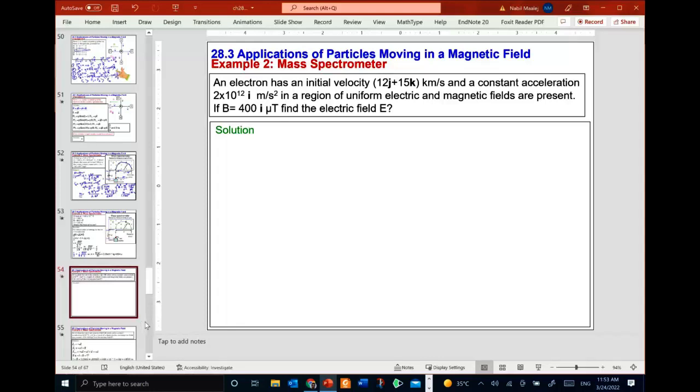All right, here is another problem. So this is a different one. An electron has an initial velocity of 12 j plus 15 k kilometers per second. So remember, this is 10 to the power 3 meters per second. And it has a constant acceleration in the x direction, 2 times 10 to the power 12 i meters per second squared, in a region of uniform electric field. So we have a uniform electric field and magnetic field present. We are given the magnetic field is 400 microtesla in the i direction. And they asked to find the electric field.